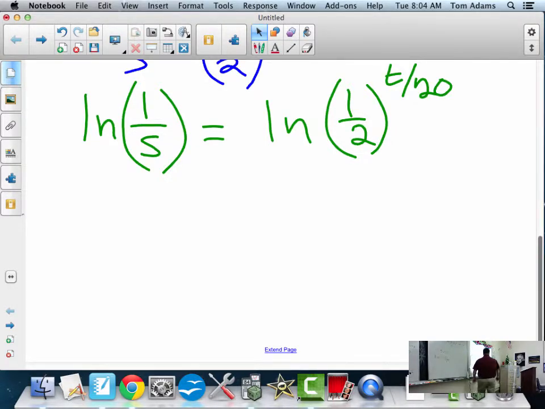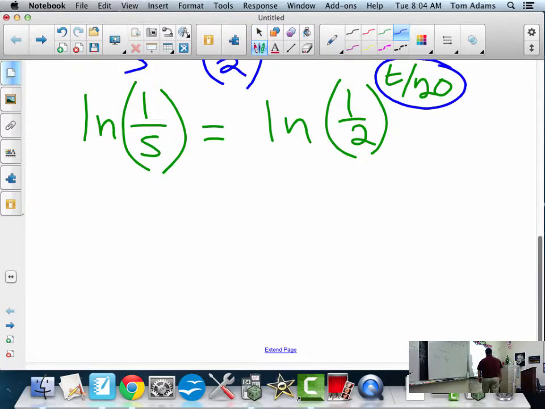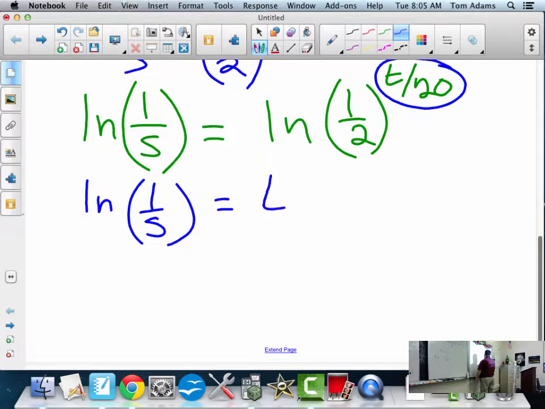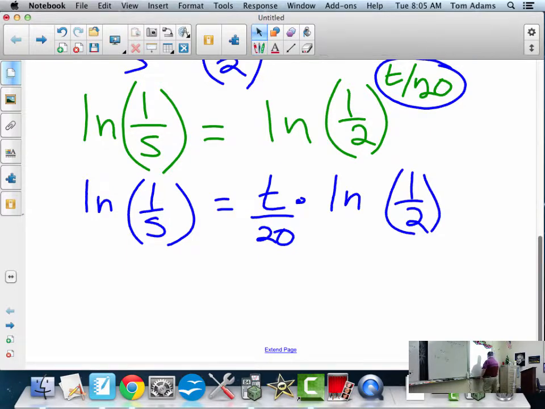Now we did that because what we really want to do is take this and toss it to the front. In other words, we're going to say the natural log of 1/5 is equal to t times the natural log, or actually t over 20 times the natural log of 1/2. Does that make sense?